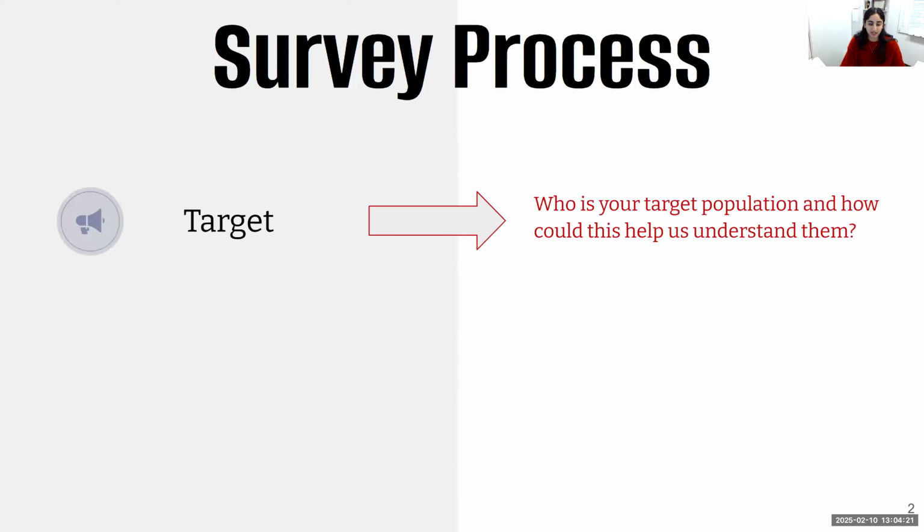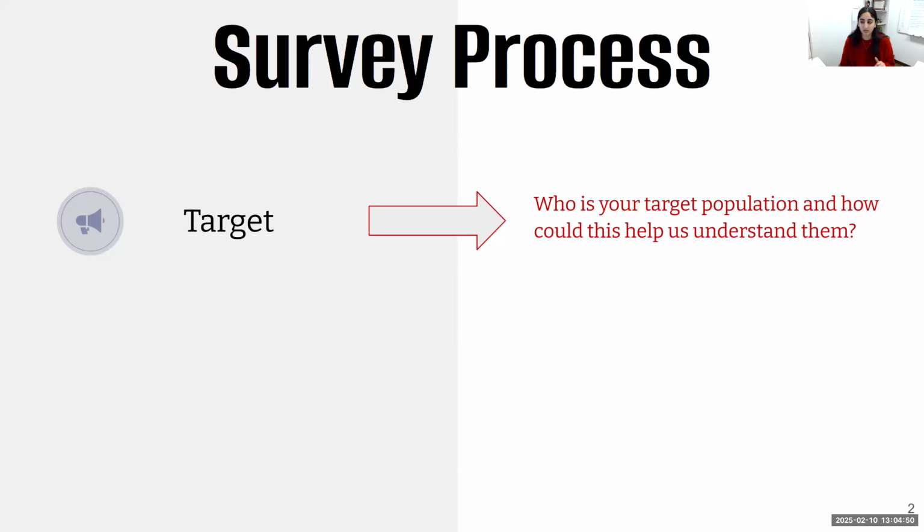When it comes to the survey process, getting into the mindset of things, one of the first things before you even get to making your survey is thinking about what the point of your survey is. One of those things is, who is your target audience? Are they students? Are they staff? Are they faculty? Is it just undergraduate students? Is it graduate students? Thinking about who your target is can really help you understand what kind of questions you want to make for them.